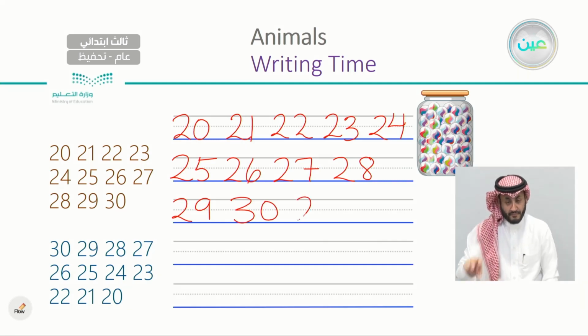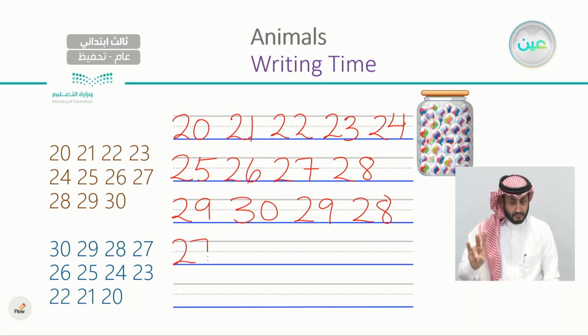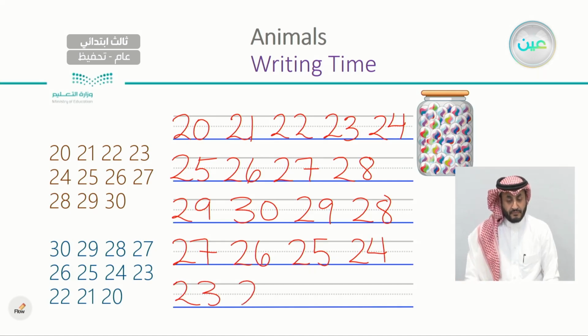30, 29, 28, 27, 26, 25, 24, 23, 22, 21, and 20. We have done a lot of writing today. So far, so good? Excellent.